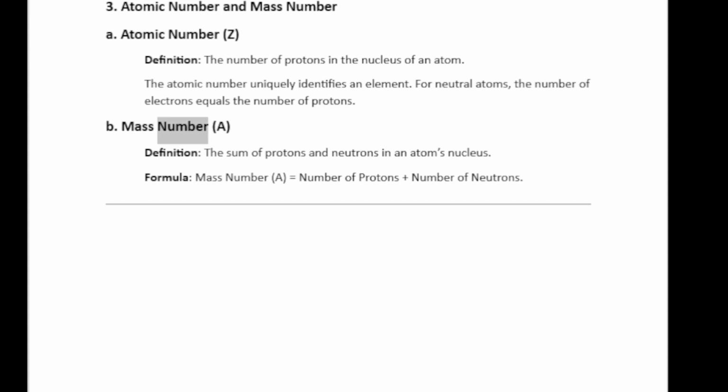B. Mass number, A. Definition: the sum of protons and neutrons in an atom's nucleus. Formula: mass number, A, is equal to number of protons plus number of neutrons.